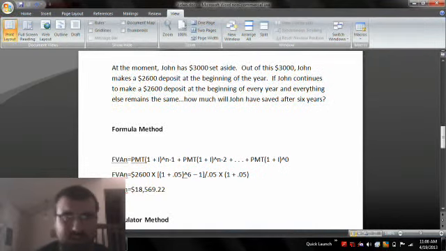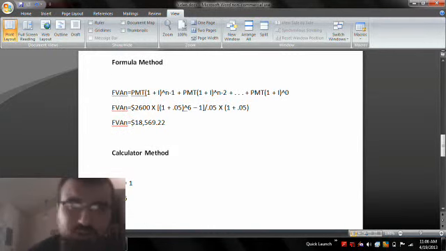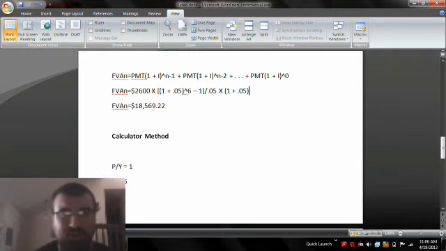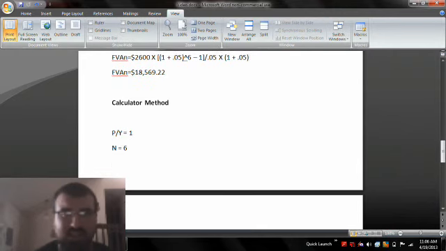Once again, I'll start with the formula method. As you can see, the future value of the annuity equals basically the same equation as the other problem, but at this one, you can see here at the end, you're going to multiply it by 1 plus the interest rate again, because it's going to be at the beginning of the year, and you're going to get $18,569.22 after the rounding.